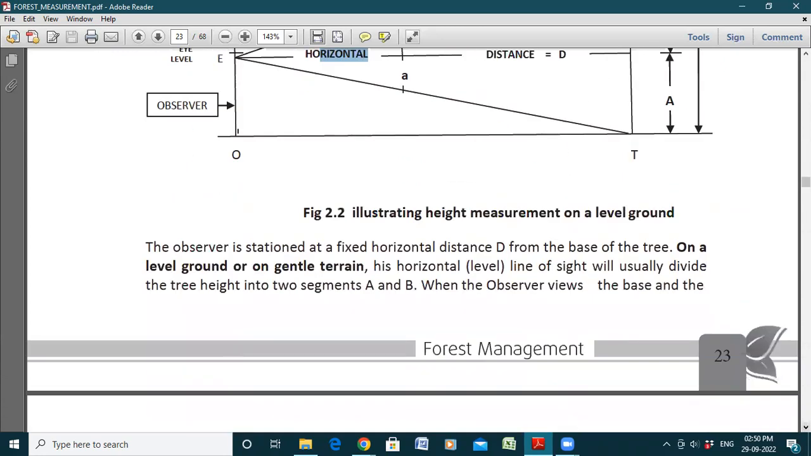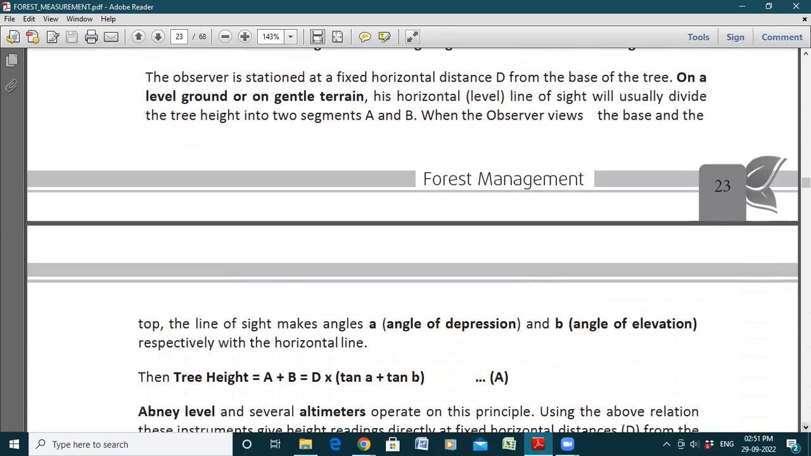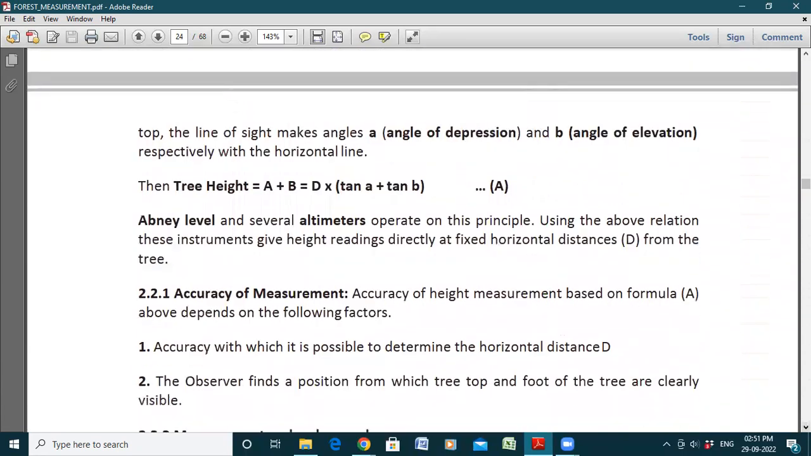So the observer is stationed at a fixed horizontal distance D from the base of the tree on level ground or on a gentle terrain. His horizontal line of sight will usually divide the tree height into two segments, A and B. When the observer views the base and the top, the line of sight makes angle A, the angle of depression, and angle B, the angle of elevation, respectively with the horizontal line. So tree height, A plus B, is equal to D into (tan A plus tan B).